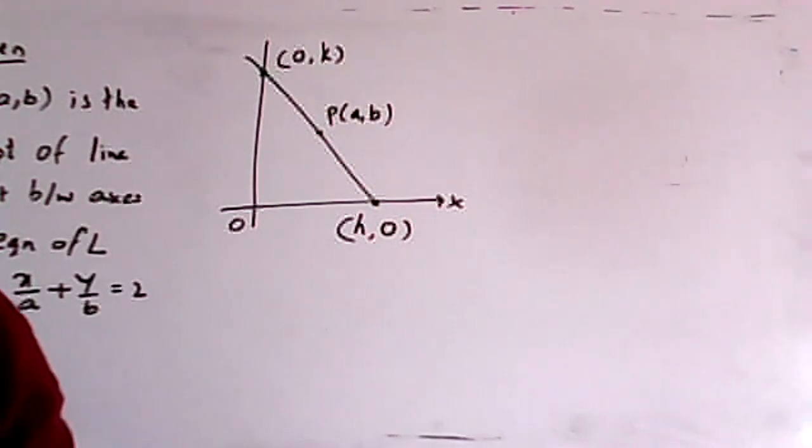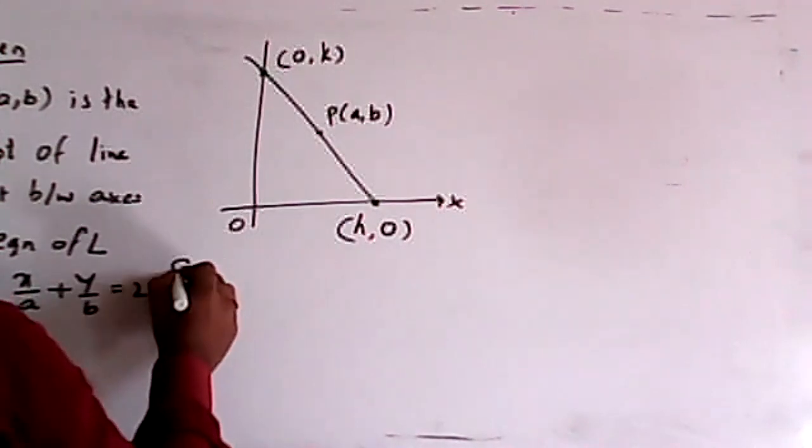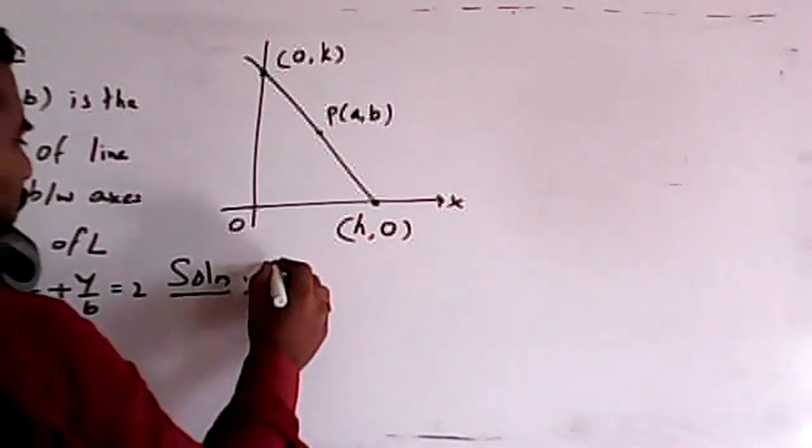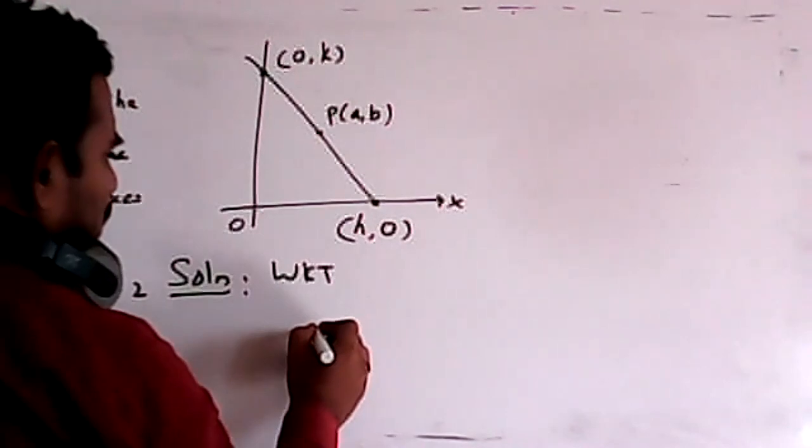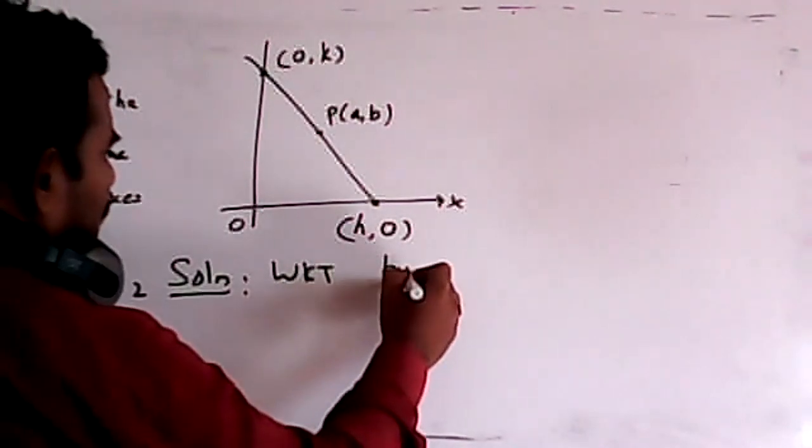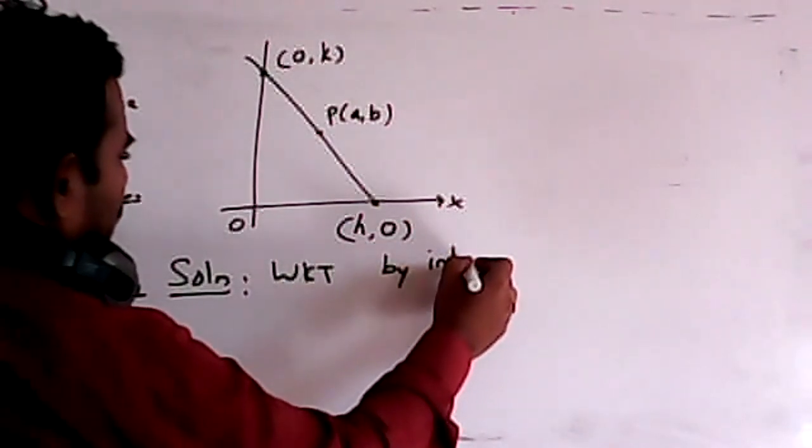So when a line has both intercepts, what is the formula? Solution: we know that by the intercept form.